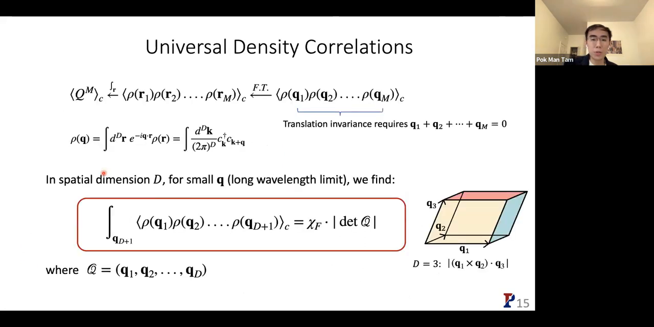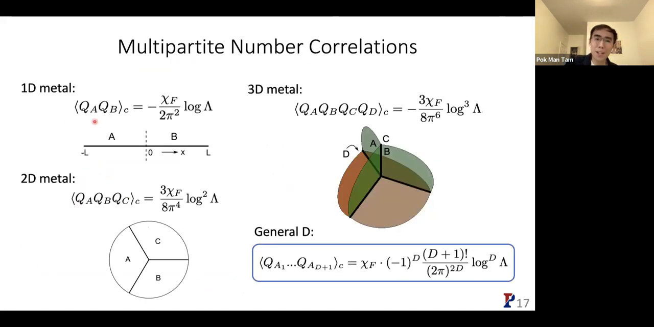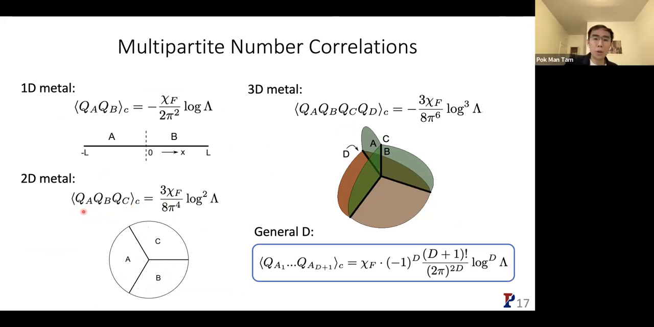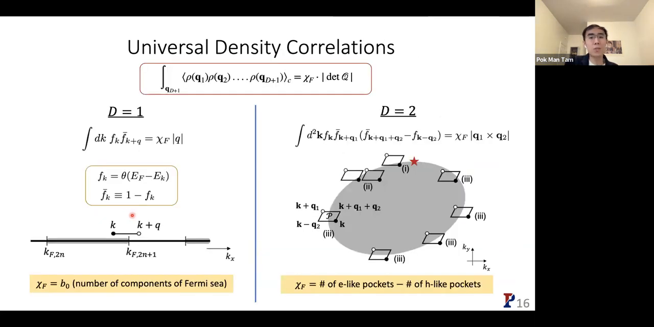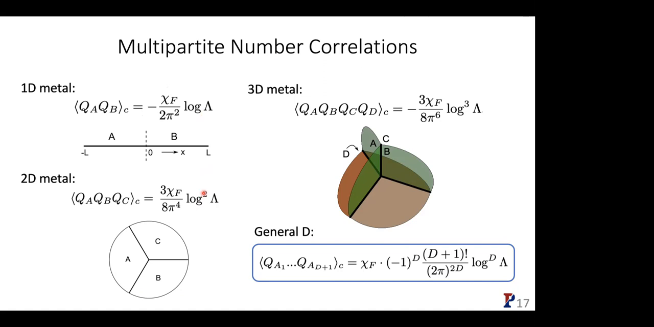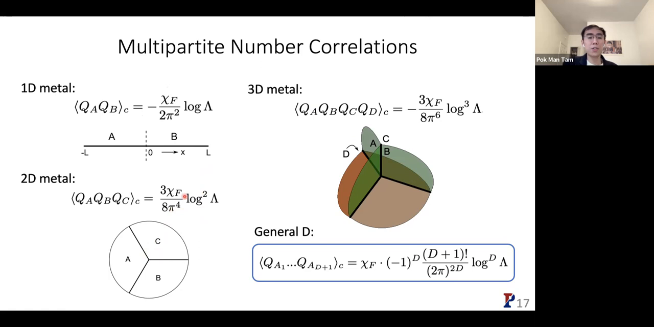cumulants. So I will show you. Basically, the multipartite cumulant is this one that I'm going to show you here. So QA, QB, QC. So for 2D, I have 3 regions. I want to look at this connected correlation function of number operators in these 3 respective regions. My results in the previous slides would translate into this result. When you do the Fourier transform to real space and integrate over the respective real space, you will get this log divergence with a coefficient that probes the Fermi surface topology.